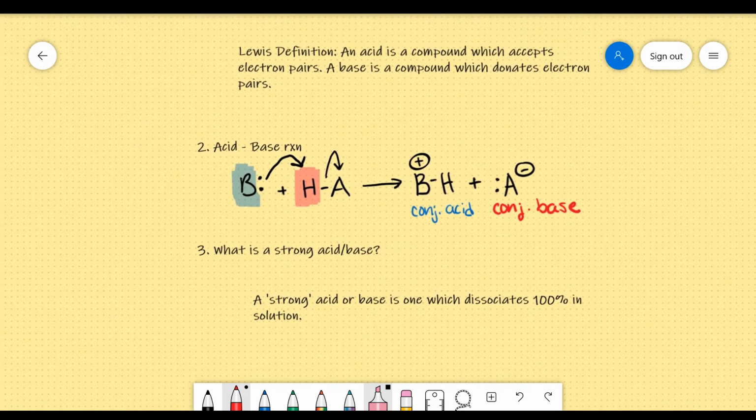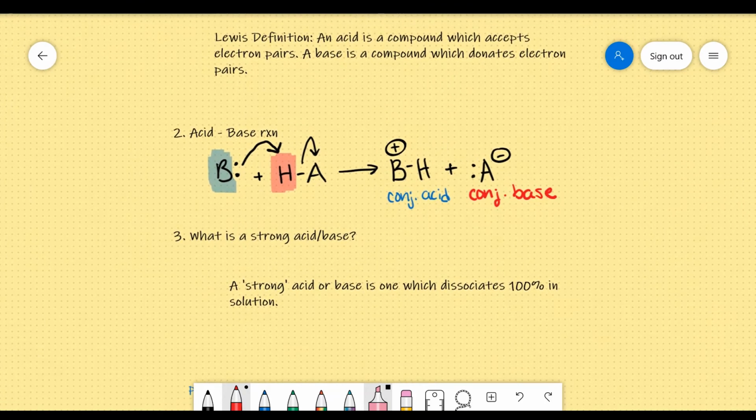Okay. So what is a strong acid or base? You're going to hear this term a lot, and it's super, super important that you understand what it means. So a strong acid isn't necessarily that it's going to be super corrosive. Normally it is, but that's not the true technical definition. A strong acid or base is a compound which dissociates 100% in solution.